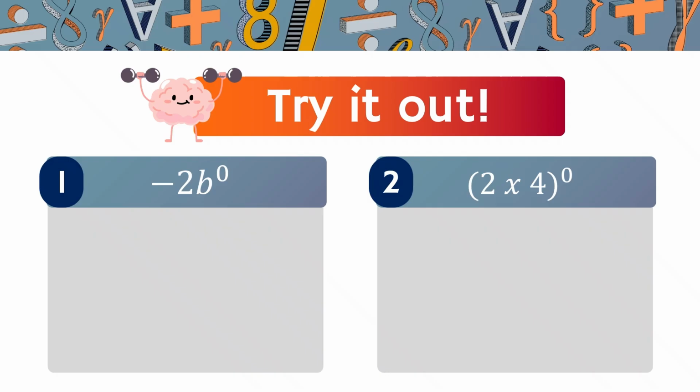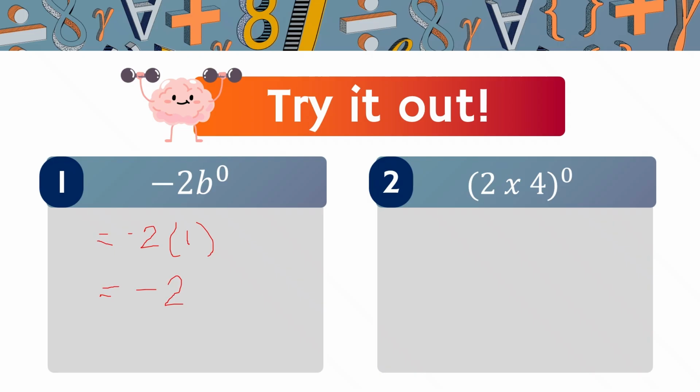Negative 2b raised to 0. So negative 2b raised to 0, negative 2 times b raised to 0. b raised to 0 is 1. So our answer is negative 2, since negative 2 times 1 is negative 2.